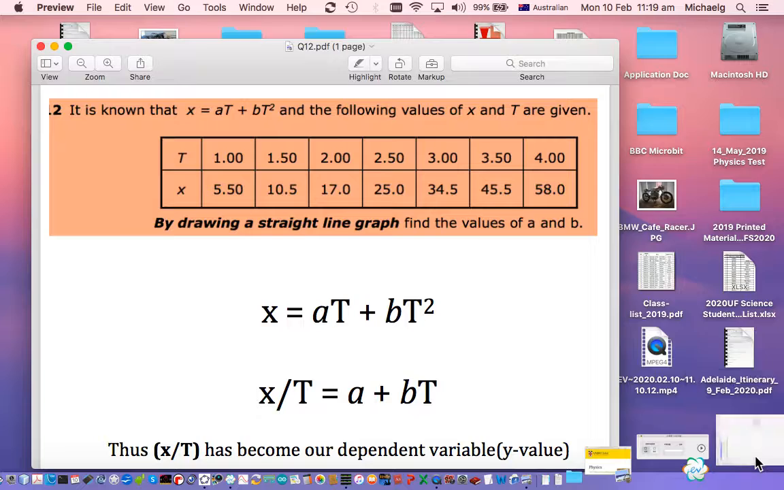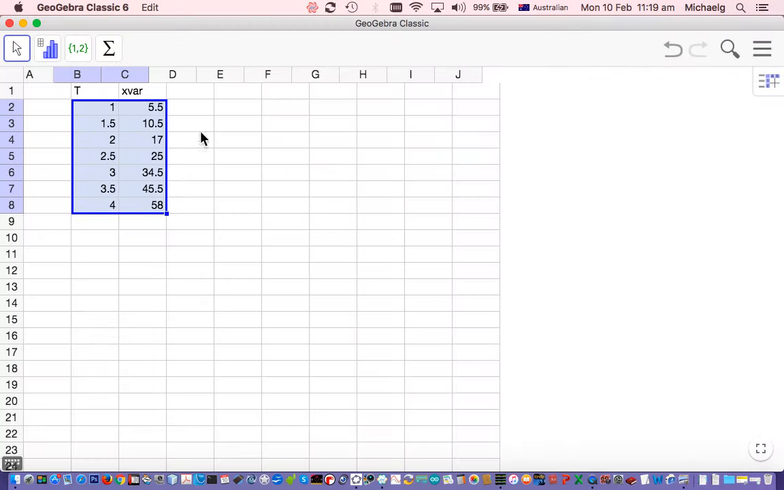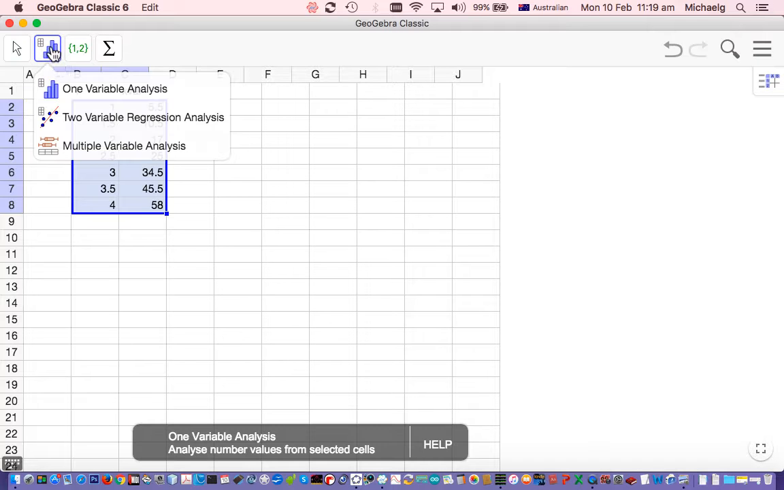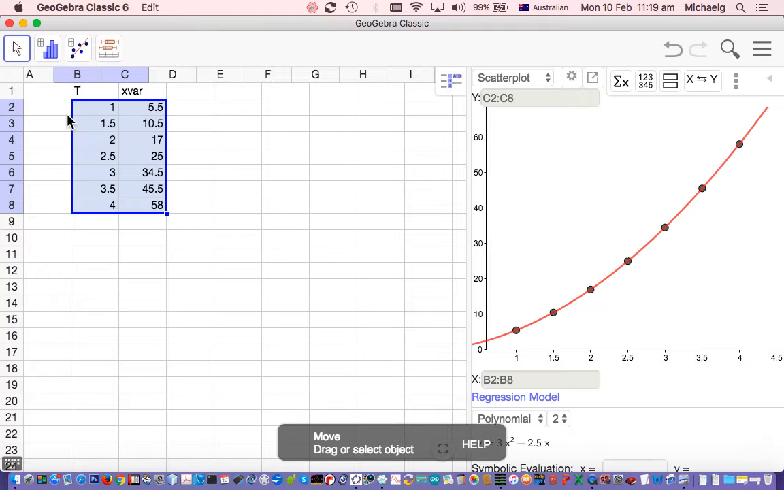So anyway, what we're going to do is here we're going to let our t be our independent variable, like our x value, and here we're going to let our x variable be effectively our dependent variable, or normally what we would call a y. So when I've highlighted it like this, I'm going to come over here, and again I'm going to press down on the bar graph thing and then select two variable regression.